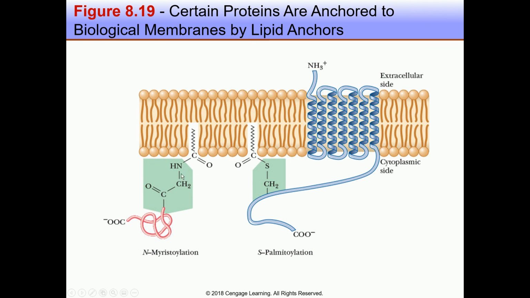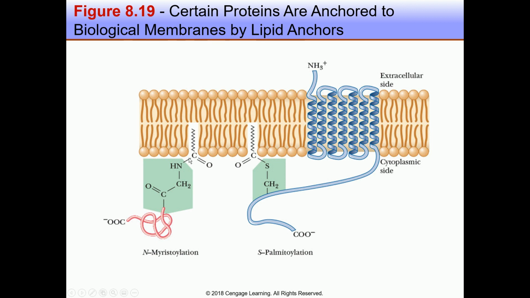So these are the proteins. This is one protein, this is the second protein. These are the lipids which are present in the membrane. This is like a myristic acid, this is palmitic acid. These are the lipids present in the membrane, and these proteins are covalently anchored to these lipids. So here is one protein, and this protein is covalently linked to this lipid. Okay, and this is another protein.